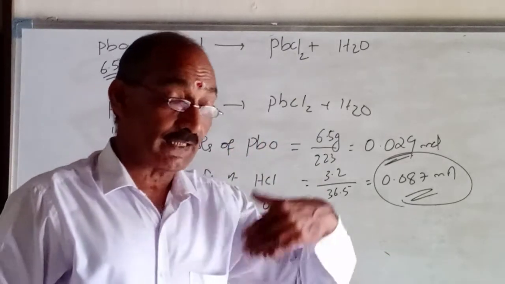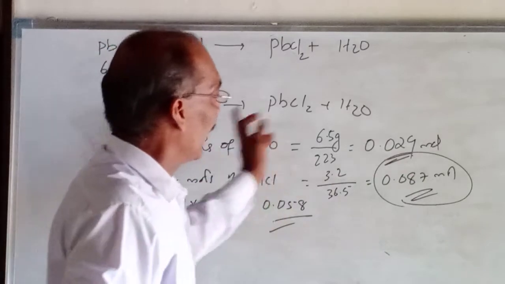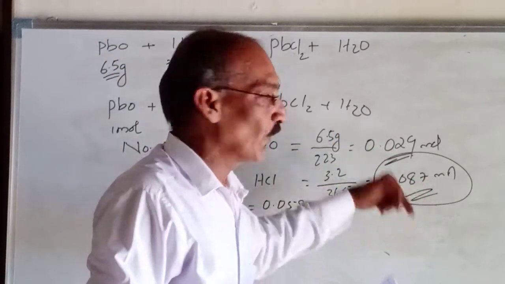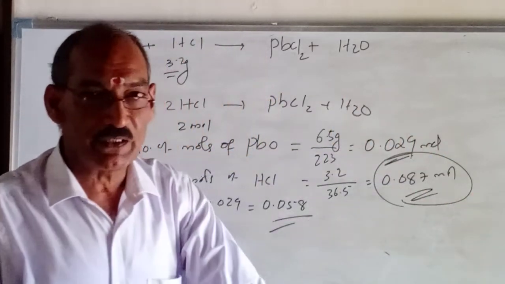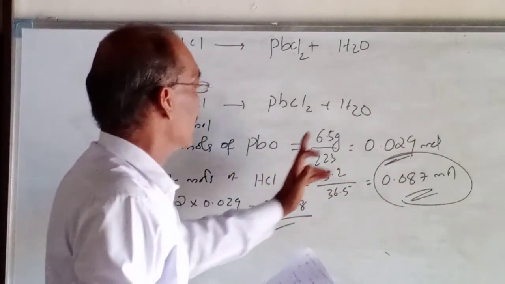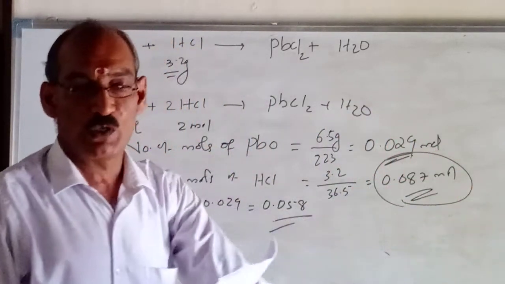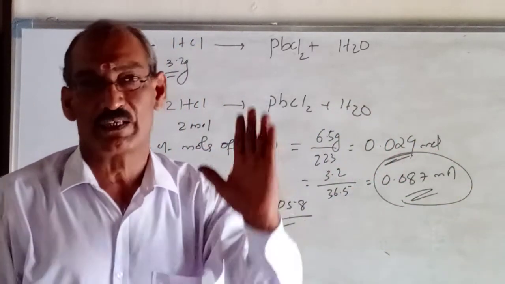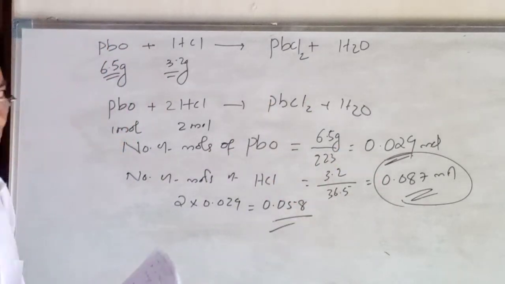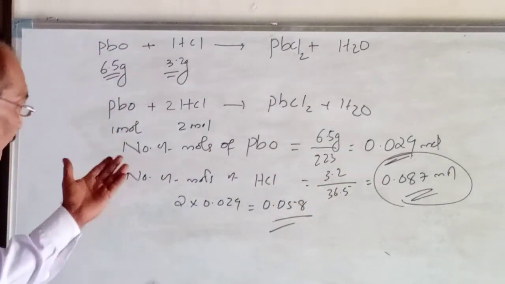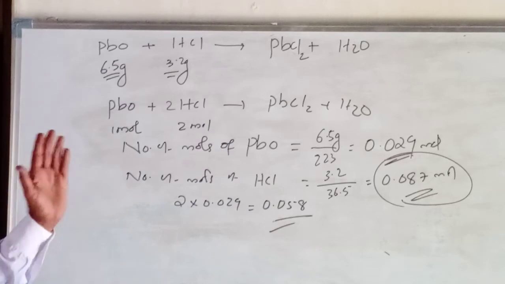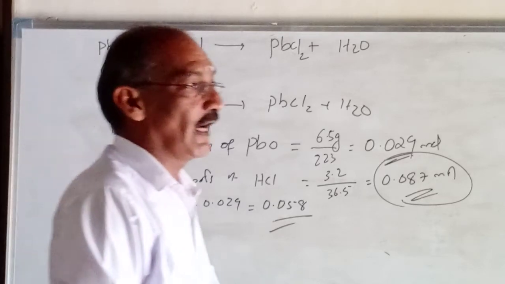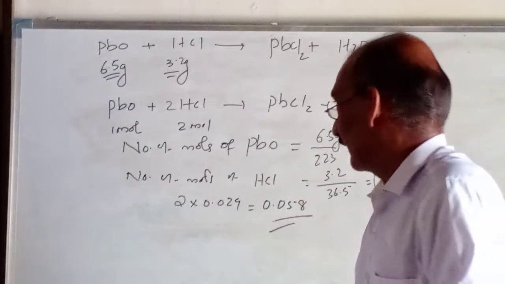Therefore, we can say lead oxide is completely consumed. That means completely used up in the reaction. The HCl is in excess. Therefore, lead oxide is the limiting reagent. So, the answer is 0.029 moles of lead oxide. Clear? Yes.